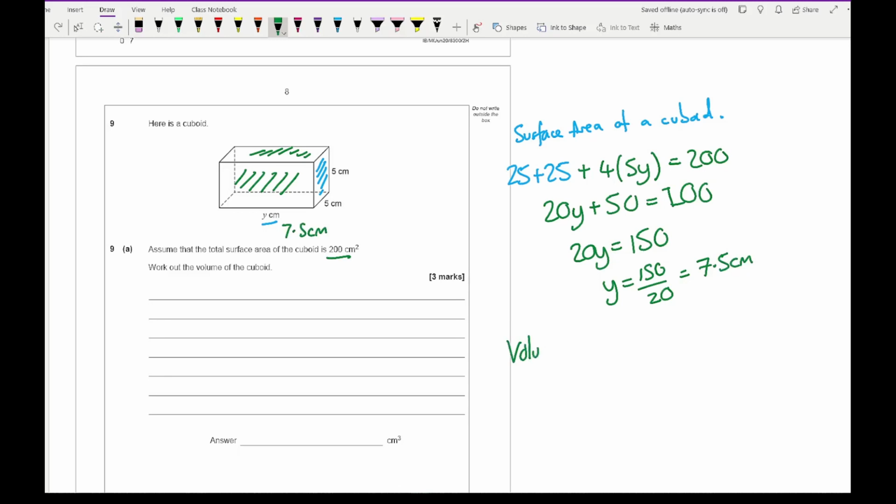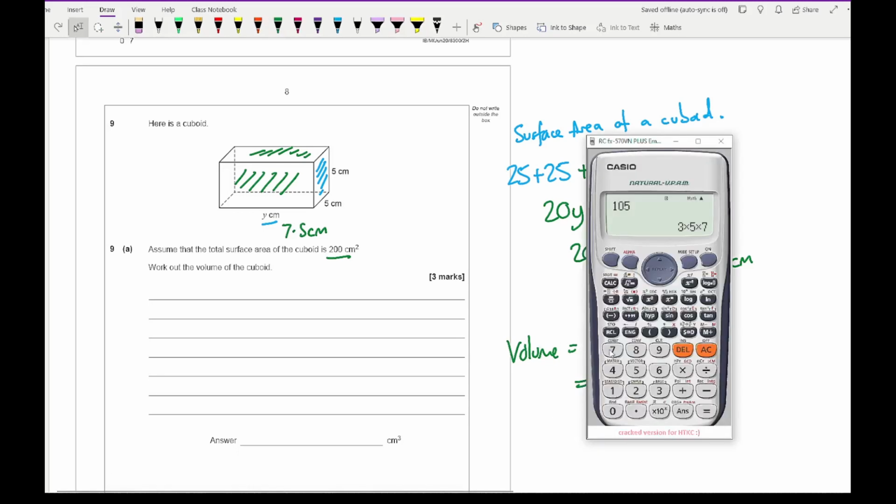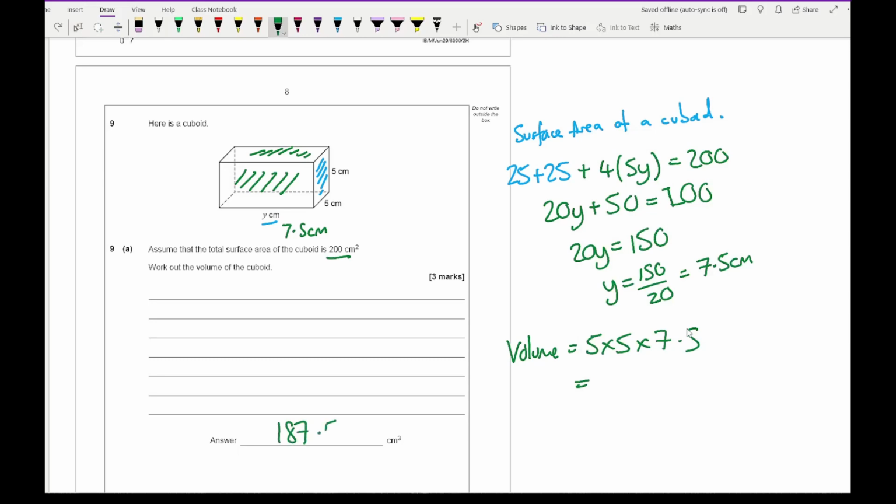So then the volume is going to be 5 times 7.5, which if I get that on the calculator, 7.5 times 5 times 5 gives me an answer of 187.5.